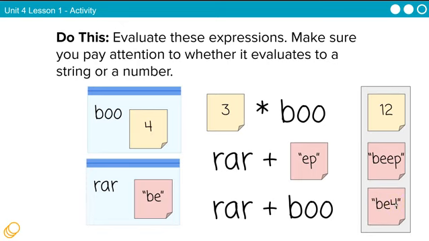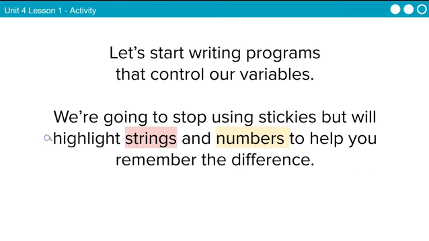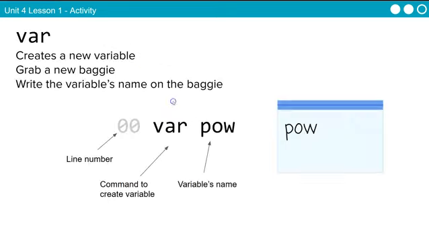Okay, so we're going to move on from color coding our post-it notes. The strings aren't going to be pink anymore. The numbers aren't going to be yellow. We're just going to start looking at the code and seeing how this works. So up till now, I've been using this Ziploc idea of a Ziploc being a variable. This is the name that we're giving that variable.